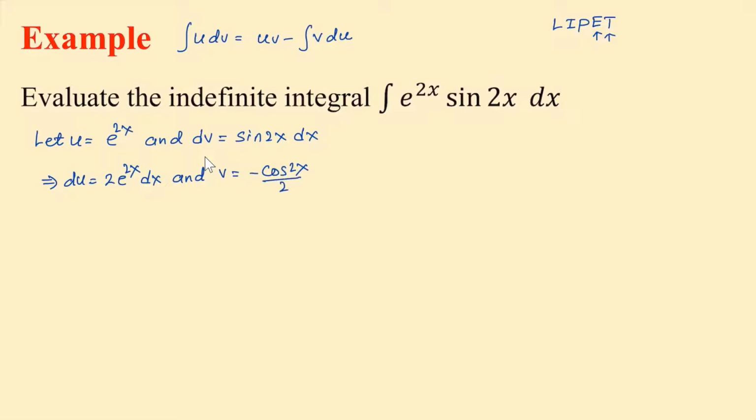Now I'm going to use the integration by parts formula. I'm going to call this integral I. So I can write this as I is equal to uv minus integration of v du.